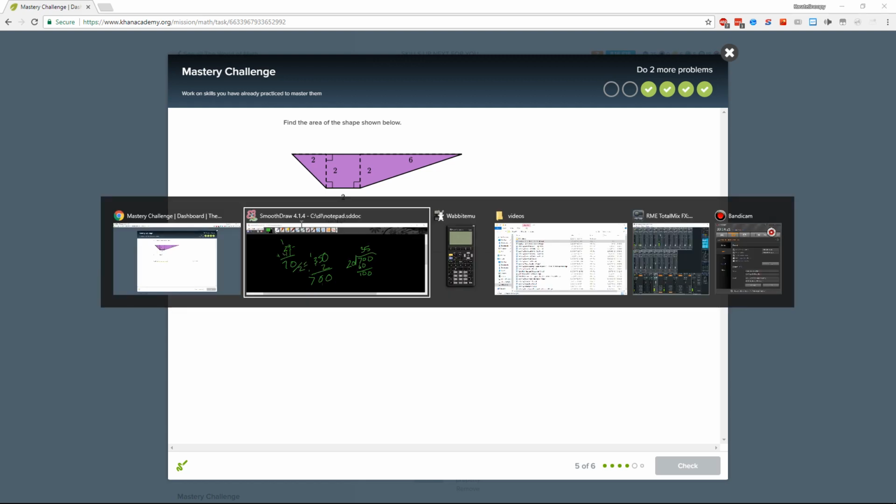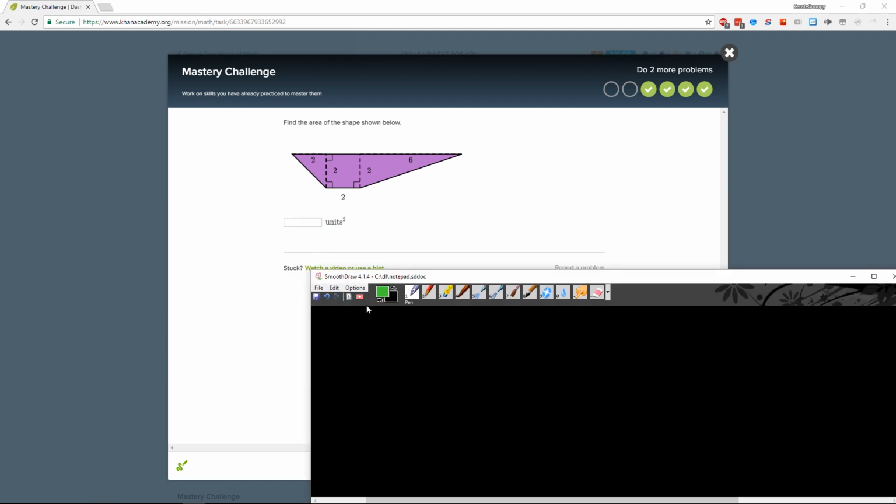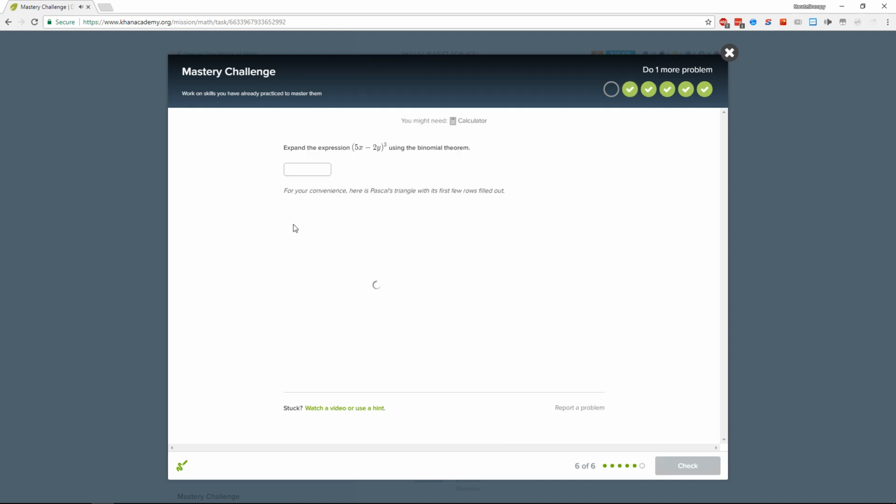Find the area of the shape. So it should be 2 plus 2 plus 6 is that length. And then down here is 2. So that's 8, 10. So that's 12 total divided by 2 is 6 times 2 is 12.